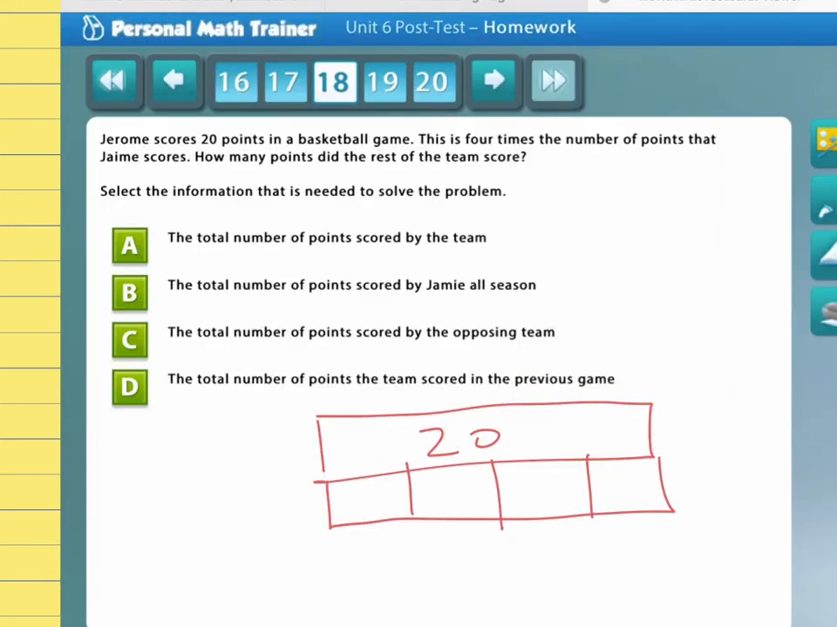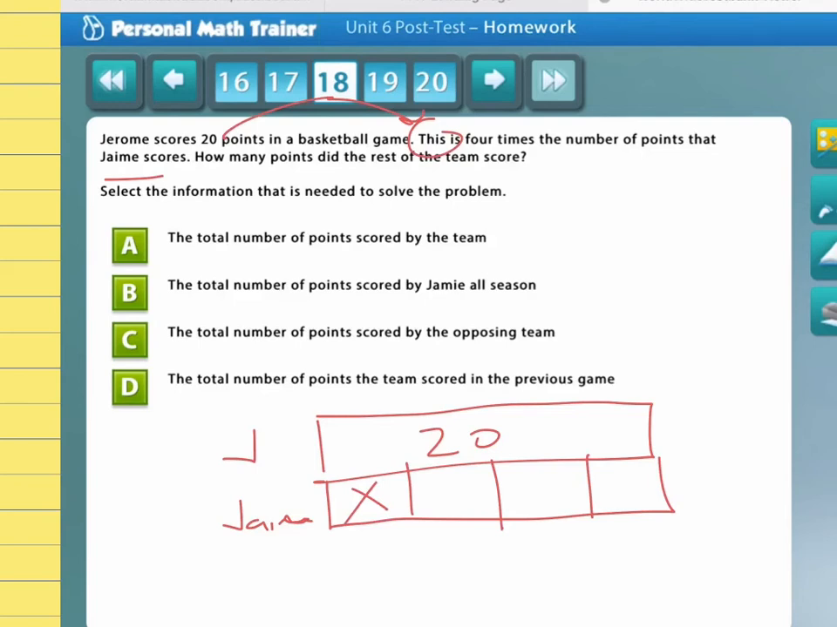Question 18, Jerome. This is Jerome right here. He had a good game. He scored 20 points. But this, that means Jerome's points, is 4 times the number of points that Jamie scored. So Jamie is here. That's Jamie, and Jerome scored 4 times as much as Jamie, so that means Jamie scored 1/4 as many as Jerome. So how many points did the rest of the team score?